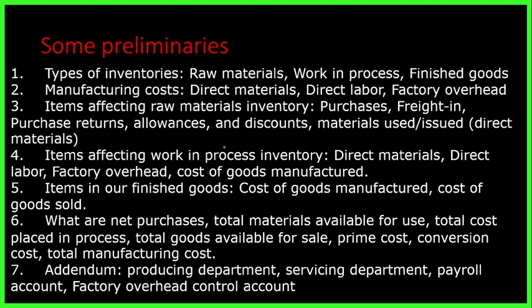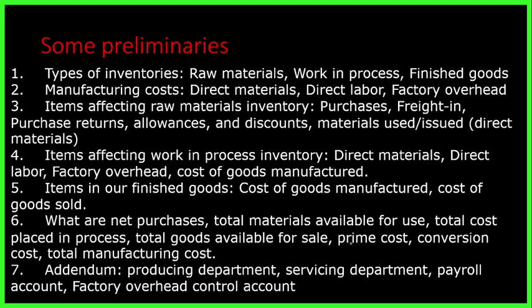Also you should know the items affecting the work in process inventory, such as your direct materials, direct labor, factory overhead, and cost of goods sold. And then the items found in finished goods inventory, like cost of goods manufactured, and then what is cost of goods sold. You should know what is net purchase. We're going to discuss that later. And your total materials available for use, also known as TMAU. What is the total cost placed in process? Your total goods available for sale. What are prime costs?